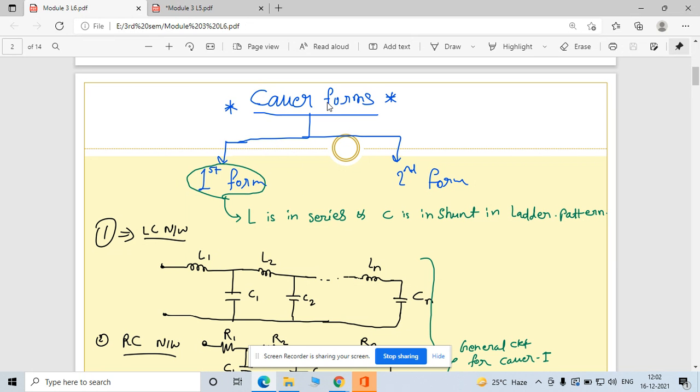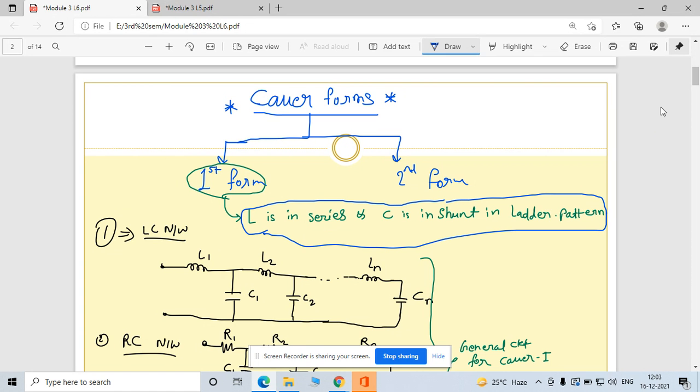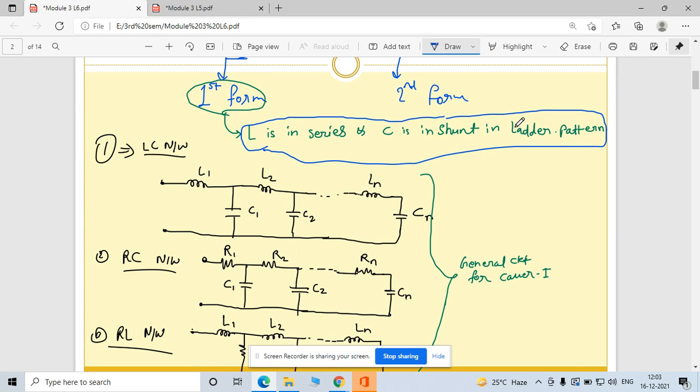Now the Cauer form is divided into two forms. First is the Cauer first form and the Cauer second form. In the first form, L is in series and C is in shunt in a ladder pattern. Okay, I already took one ladder pattern in our starting classes.